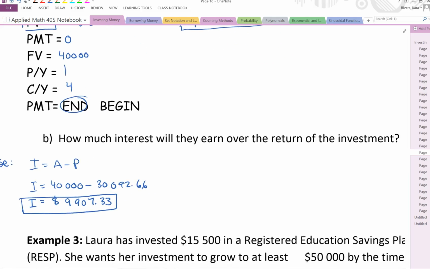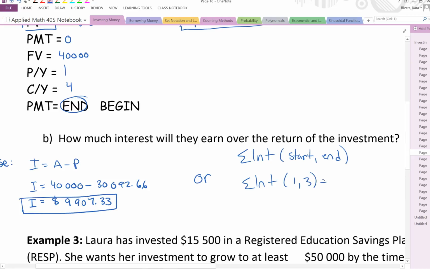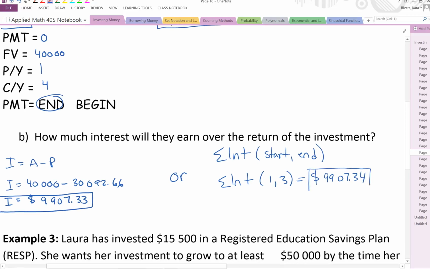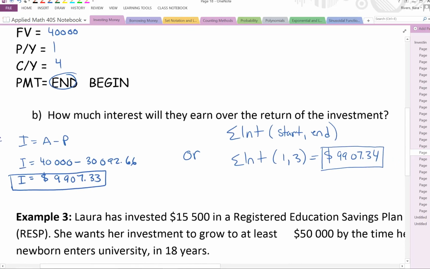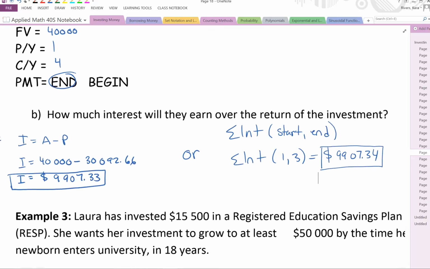So what did we do there? So this is OR. Use sum of the interest. So this would be from your start to the end. And in our case, sum of the interest from 1 to 3 in terms of time. We got in our calculators, and it was 34 cents, not 33 cents. But as long as you show how you're getting the answer, that would be sufficient. Okay.